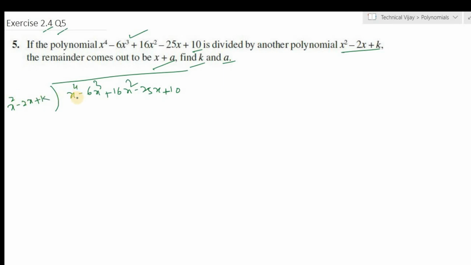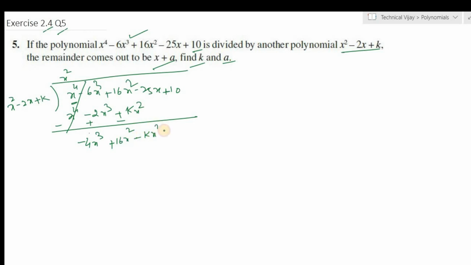Okay, so now x to the power of 4 divided by x square gives x square. x square times the divisor gives x to the power of 4 minus 2x cube plus kx square. So minus, plus, minus, this gets cancelled. Minus 6x cube plus 2x cube, so minus 4x cube. Here plus 16x square minus kx square. Minus 25x plus 10.